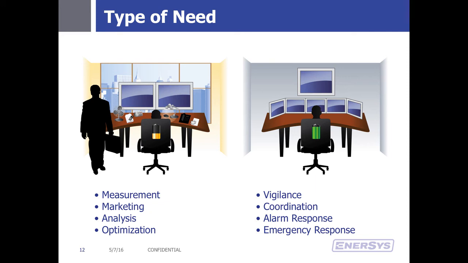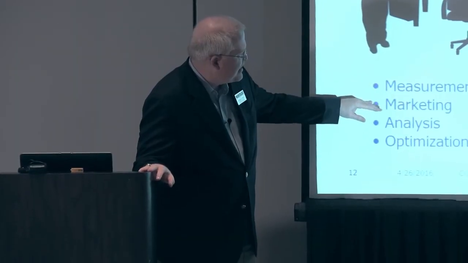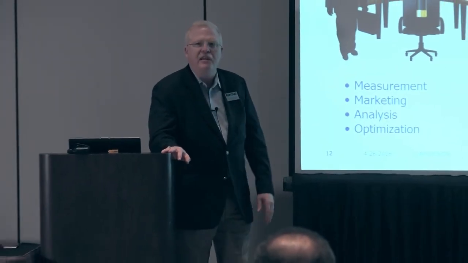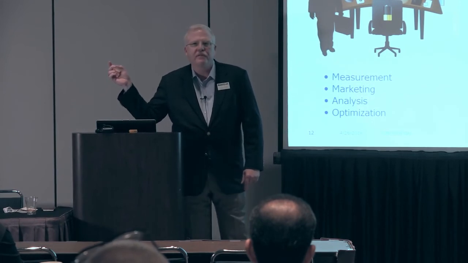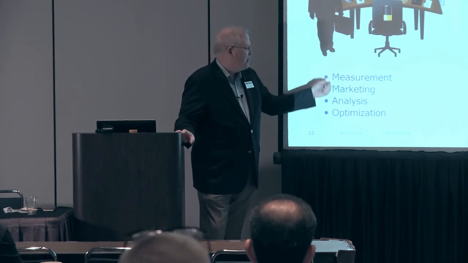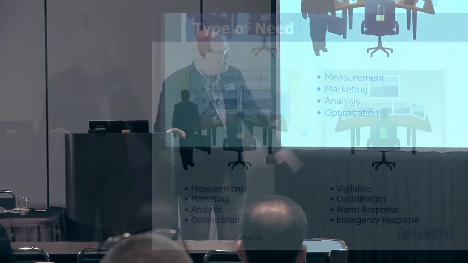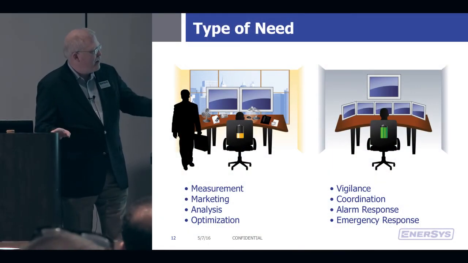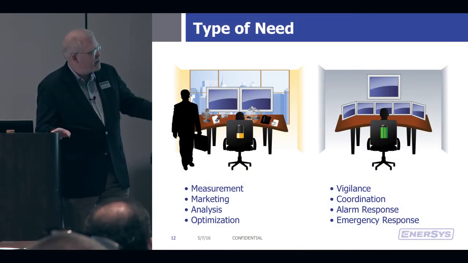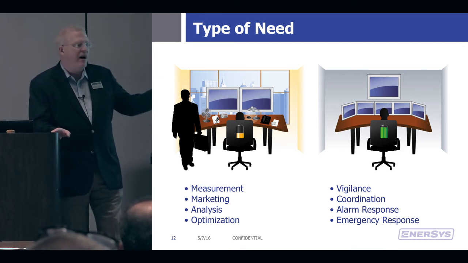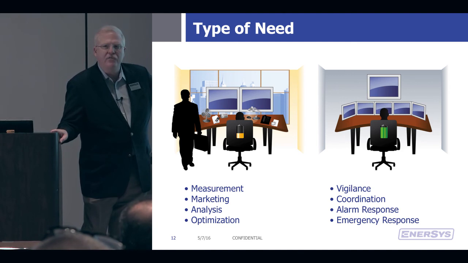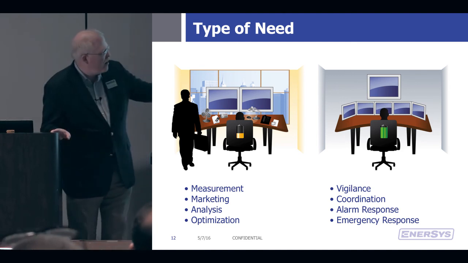And then optimization. What's interesting is as I step down through these things, I end up needing more data, but timeliness is less important. Do you see that? That's an interesting distinction. So timeliness is critical here. Timeliness is not necessarily critical for optimization. Who optimizes in real time? Pretty much no one. And then on the other side, I've got vigilance, I've got coordination, I've got alarm response, and I've got emergency response. And likewise, timeliness is kind of inversely proportional there.